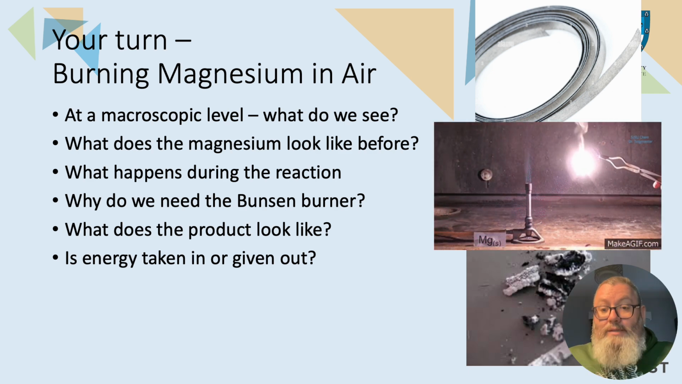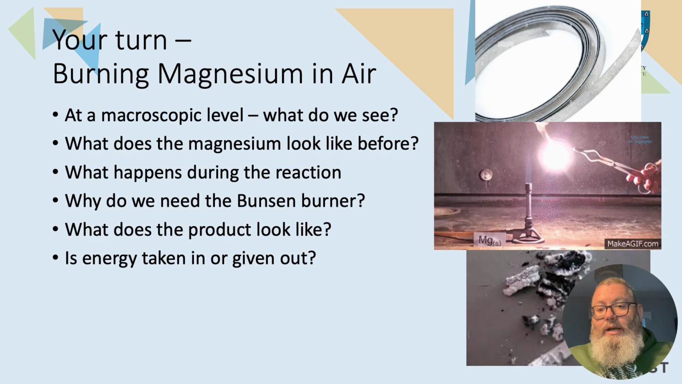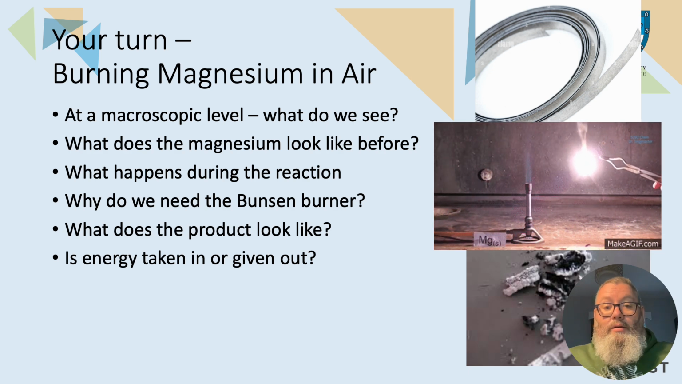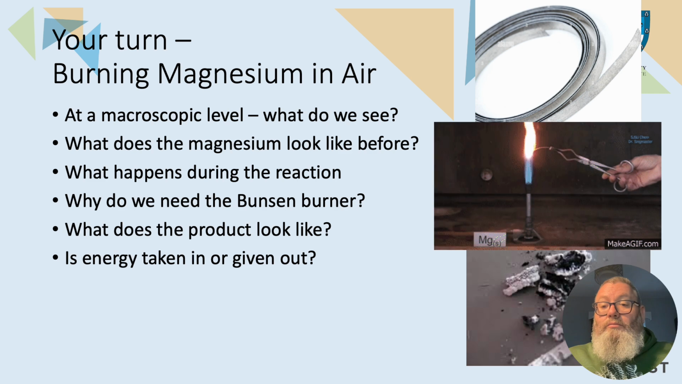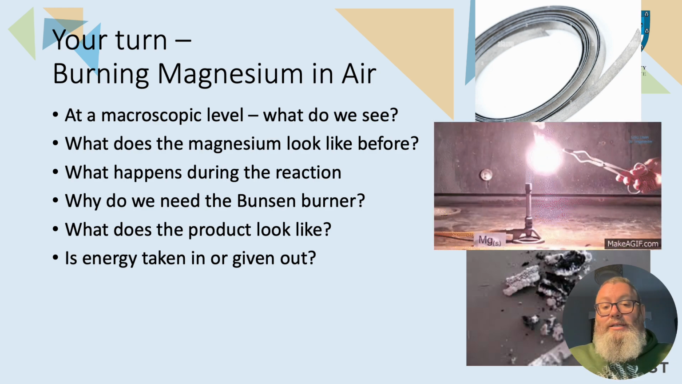The product, well, it's a white solid, a little bit of black in there as well, but the main product is white, and this is the magnesium oxide that's been produced. Is energy taken in or given out? Well, hopefully you can see it's a very bright light. You can imagine if you put your hand near that, it'd be quite warm. So this is an exothermic reaction because energy is given out.